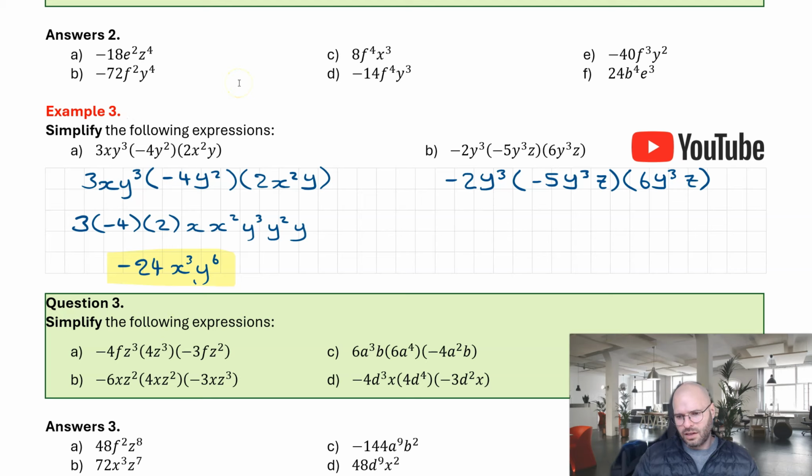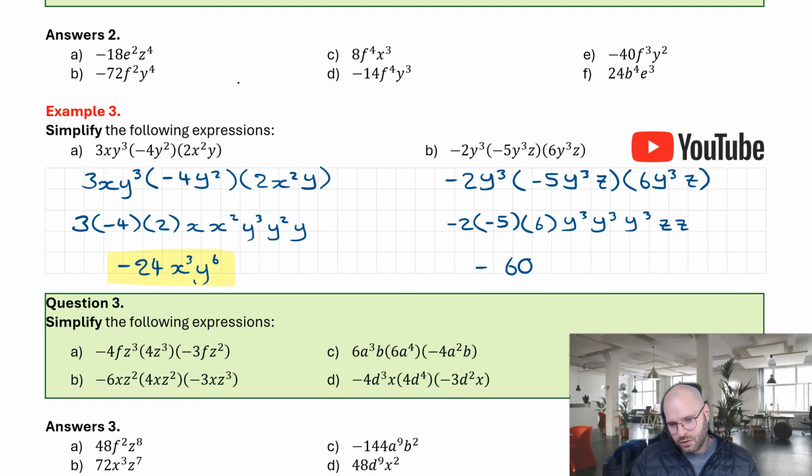Identify your coefficients. We have minus 2, we have a minus 5, we have a 6. Next up, variables in alphabetical order. We have y cubed, y cubed, y cubed. We also had z and we had z. Simplifying this out, 2 5s are 10, 10 6s are 60. 2 of them were negative, so we get a positive, so we just get 60.